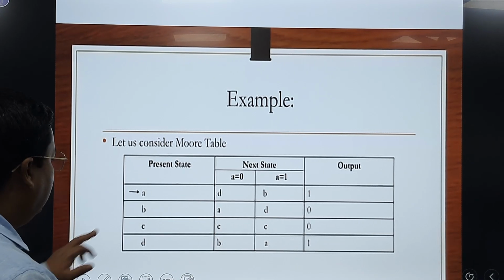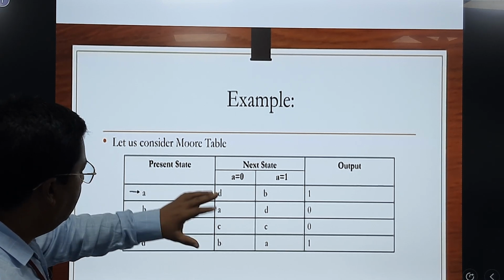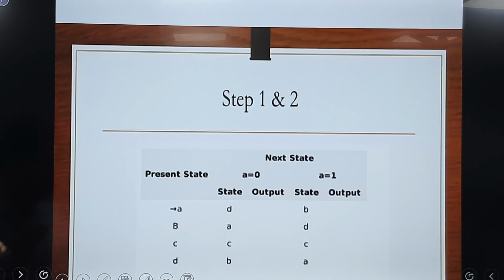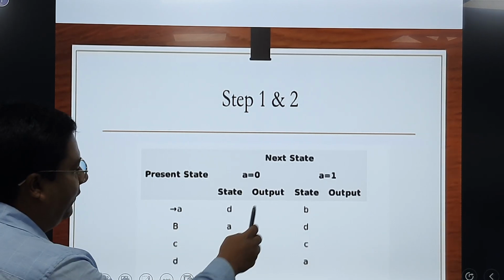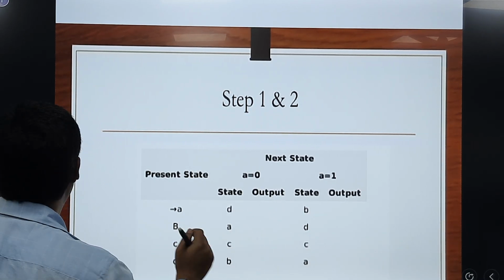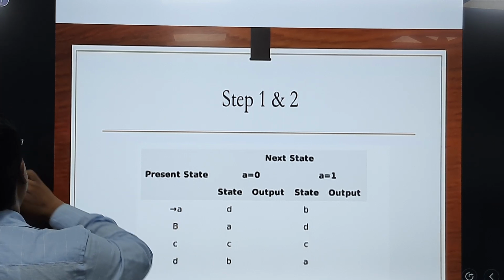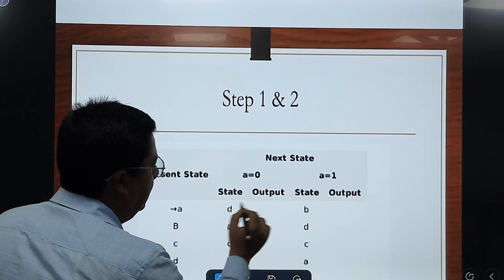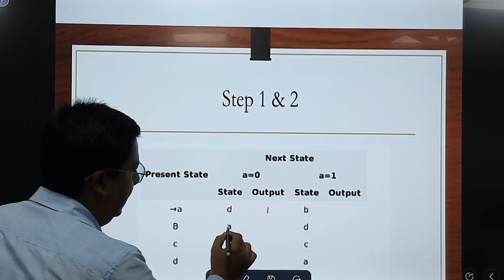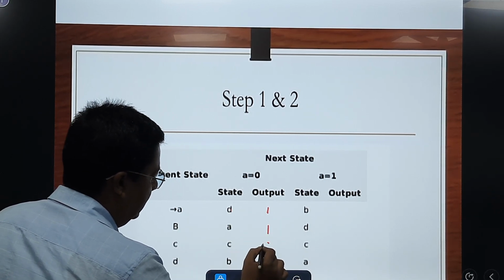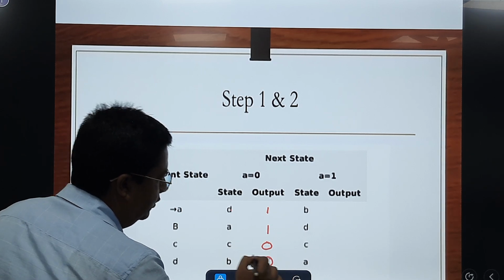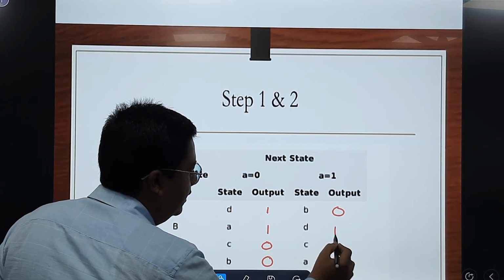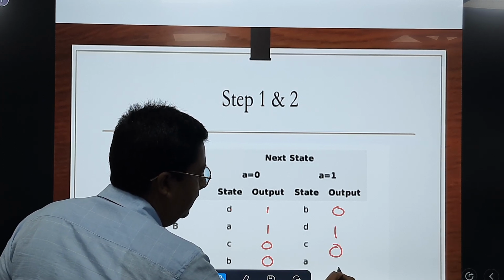Now what is happening here? There are two outputs: at A the output is 1 and at D the output is 1. Other than that, B and C are 0. So we have to fill this gap. We will write here: next state D, we are getting 1. At A, we are getting 1. At C, we are getting 0. At B, we are getting 0. At B, we are getting 0. D, we are getting 1. C, 0. And A, 1.